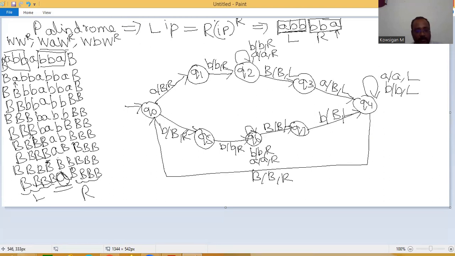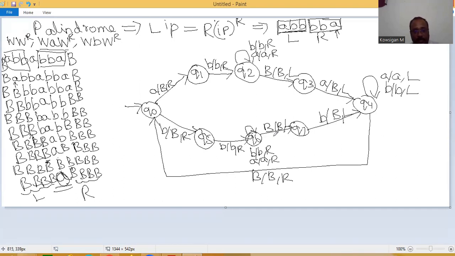So B will be mentioned as blank and moving to the right hand side. Then another element, what is the next element you are having? That is A, that is mentioned as A and moving to the right hand side. And you will be having blank here.